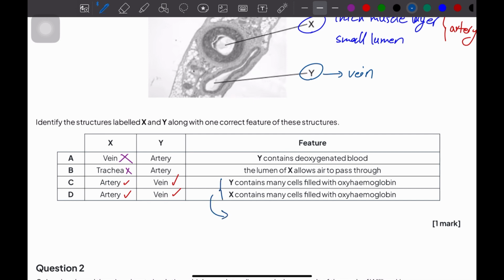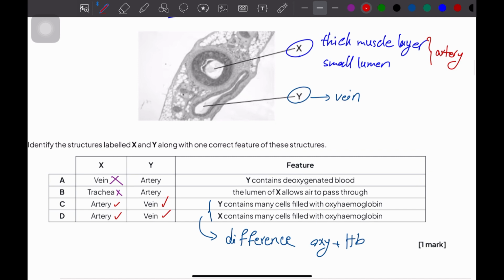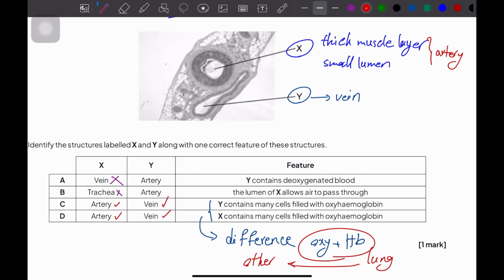has an important key difference, and it is oxyhemoglobin. Artery receives blood from the lung and transfers it to other organs in the body, so it has oxyhemoglobin. But vein doesn't have it because the blood located in the vein has released its oxygen in the tissues. So the correct answer is D.